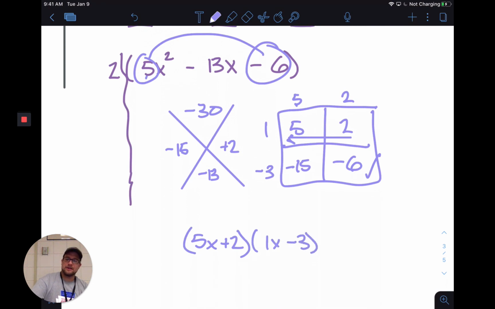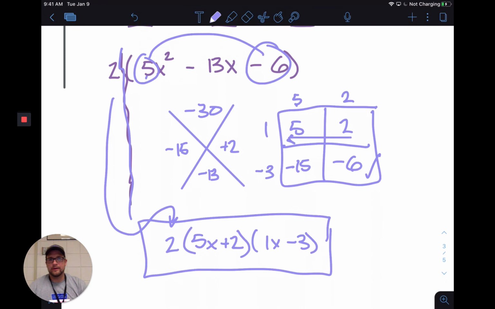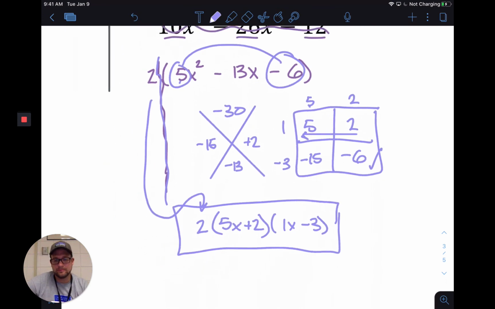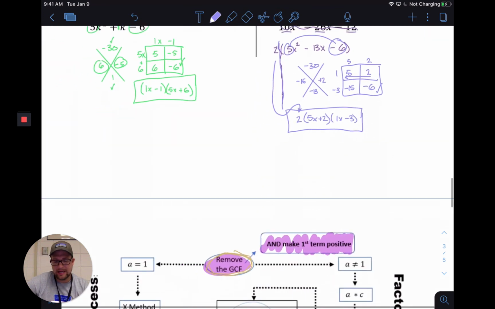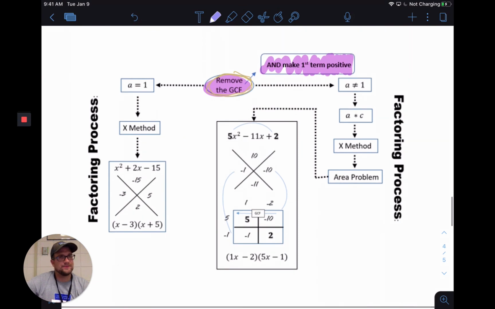Last but not least, that's kind of why I draw this line down. Don't forget about that 2. That has to sit in front as well. Otherwise, we are not factored completely. Great job, ladies and gentlemen. Again, if you have a different way to factor, that is fine. Use that way. If you need a little bit more clarification on this, don't be afraid to reach out and we can go over some more problems together.